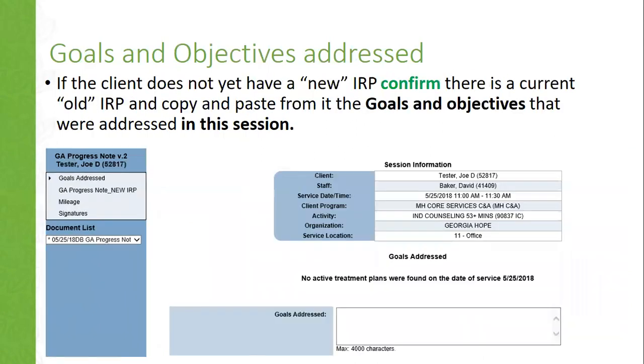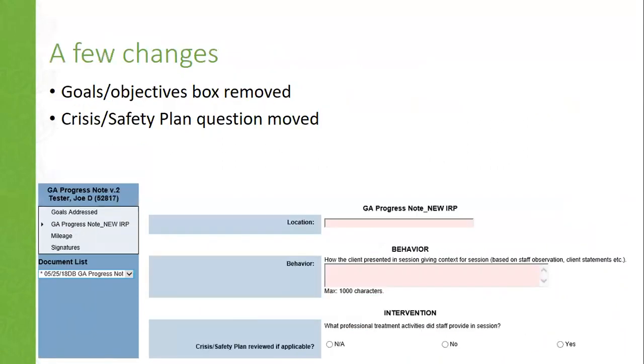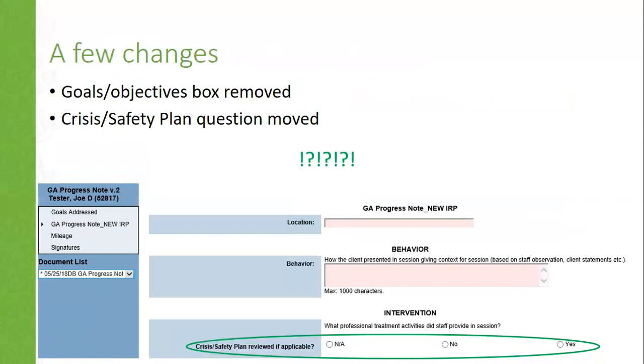Here's what you're going to see if you have a client that doesn't have a new IRP, and you're just going to copy and paste your goals and objectives in that blank text box that you get there. There's just a few changes. Notice that the goal and objective box isn't there anymore, and notice that the crisis safety plan has been moved down to the bottom. And that's it. That's the whole thing.